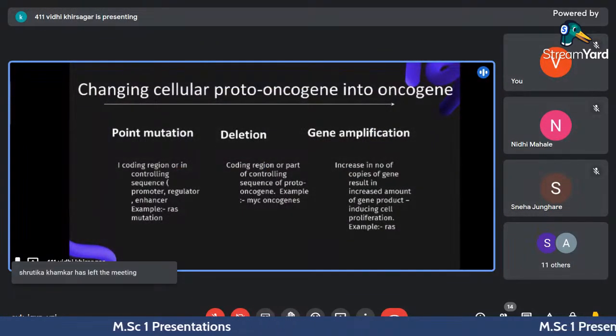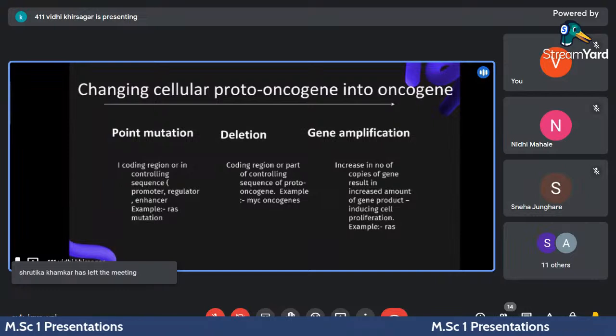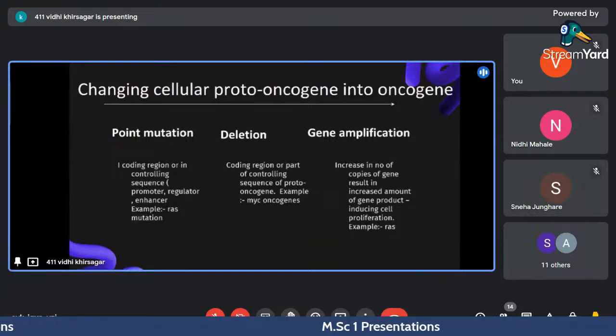Now in this slide, we are going to discuss changing cellular proto-oncogenes to oncogenes. There are three mechanisms involved in the conversion of proto-oncogenes into oncogenes. First is point mutation, which occurs in coding regions or in controlling sequences, for example in promoters, regulators, enhancers. The most common example of point mutation is the RAS mutation.